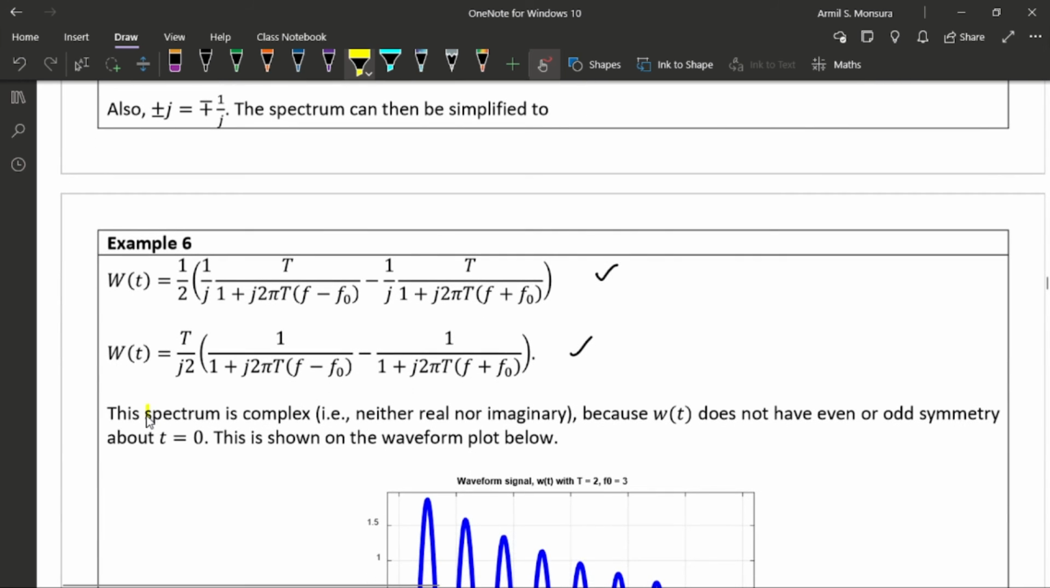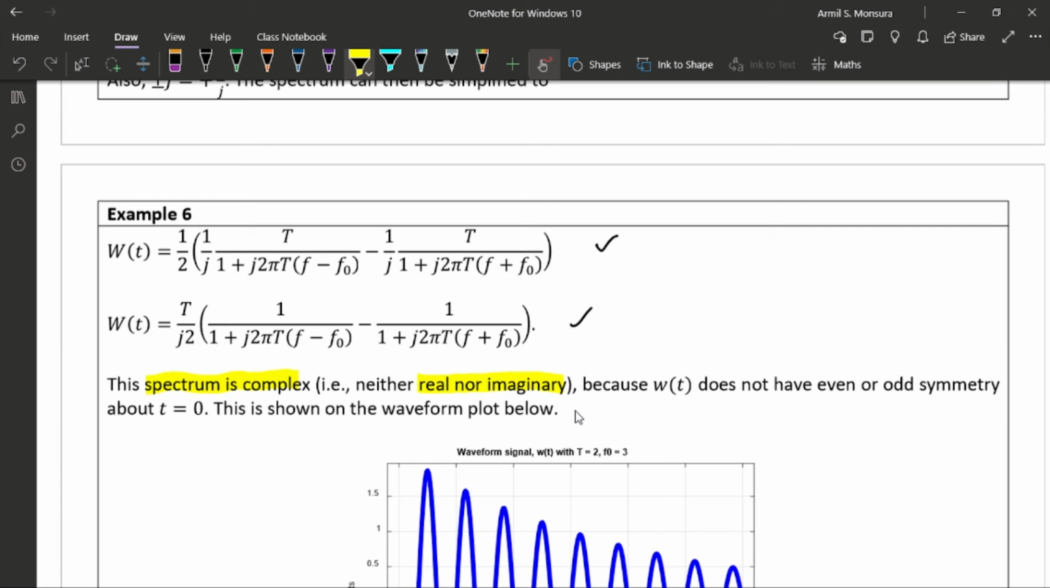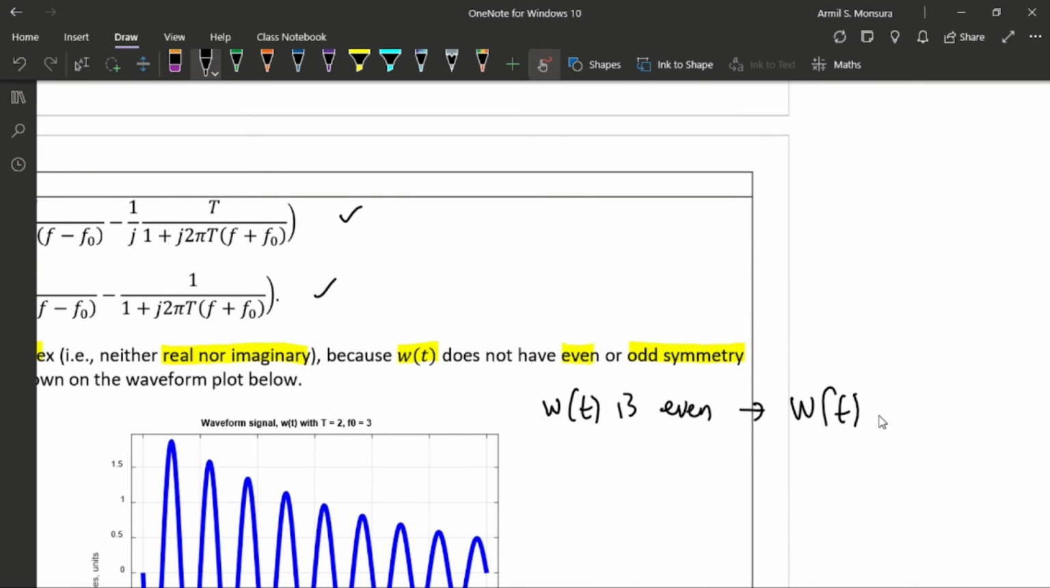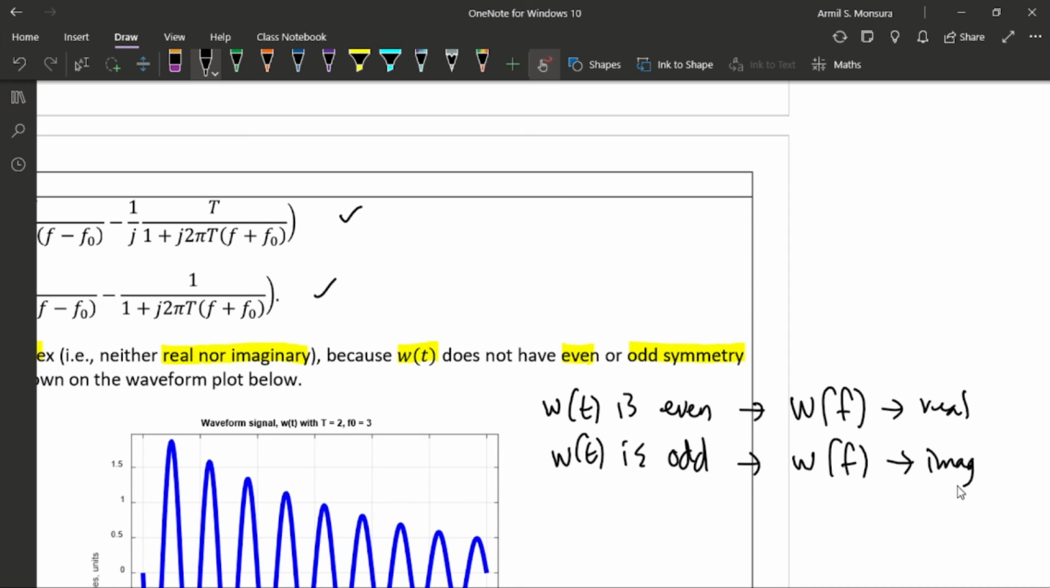This is a complex spectrum, that is neither real nor imaginary. Again, why would it be a complex spectrum? We observe that your waveform does not have an even or odd symmetry. If there is no observable symmetry for your waveform about t equals 0, then we expect that your spectrum is complex. If w(t) is even symmetrical, your spectrum is real, while if your waveform is odd symmetrical, your spectrum is purely imaginary.